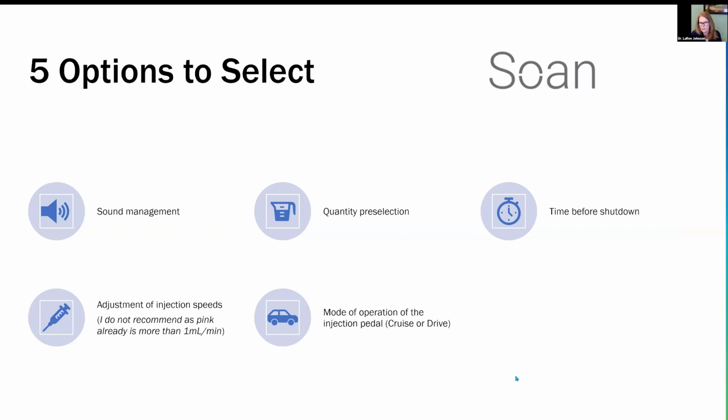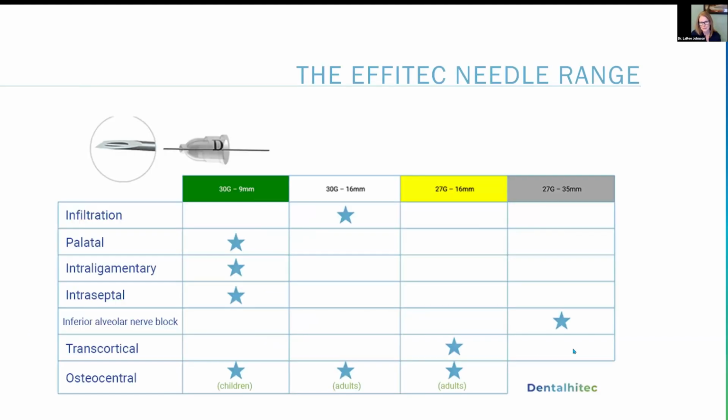There are several options with the Soan. There's sounds and adjustment of injection speeds, and you can have it on cruise control. You can do all these things. I would say put it in drive, especially if you're new to this. When your children get their driver's permit, or when you got your driver's permit, you didn't jump in the car and say, let's put it on the cruise control and take it out on the highway. You controlled it with your foot, and I like doing that.